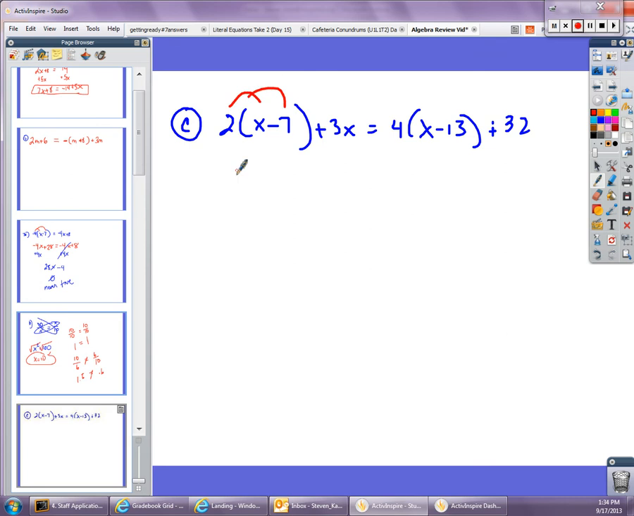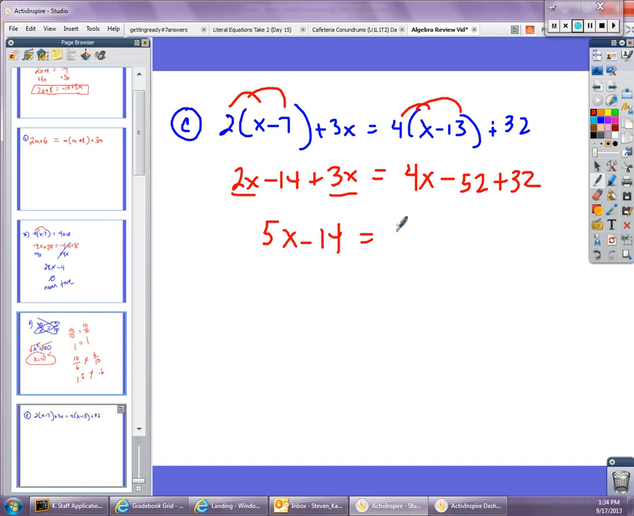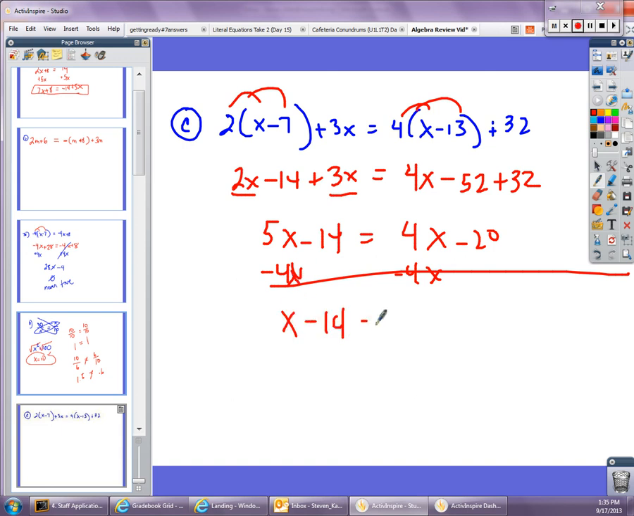Letter C, I distribute. And I'll distribute here. I'm going to combine like terms. Here, 2x and 3x is 5x minus 14. That's here and here. Here you get 4x and -52 and a positive 32 combined to be -20. I'm going to subtract 4x on both sides to get all my x's over to the same side. You're left with x minus 14 equals -20. I'm going to add 14 on both sides. X is equal to -6.